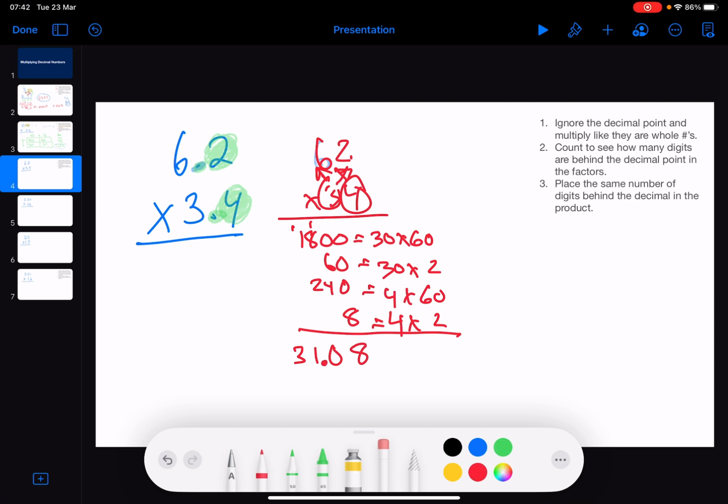And if I think about this problem, right, I go 6 times 3 is 18. That makes sense because it's more than 6 times 3. So there we go. We've got our answer. That's how we are going to multiply decimal numbers.